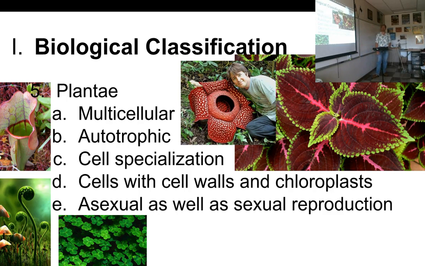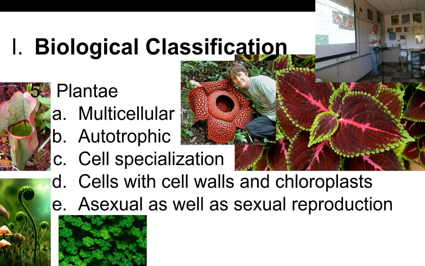Cell specialization. Here, for the first time, we have different kinds of cells. If you dissect a fungus, every cell in that fungus looks exactly like every other cell in that fungus. If you dissect a plant, that's not the case. There are different kinds of cells that do different jobs, and so the different cells are specialized in a plant. And then cells that have cell walls and chloroplasts automatically fall into the kingdom Plantae.